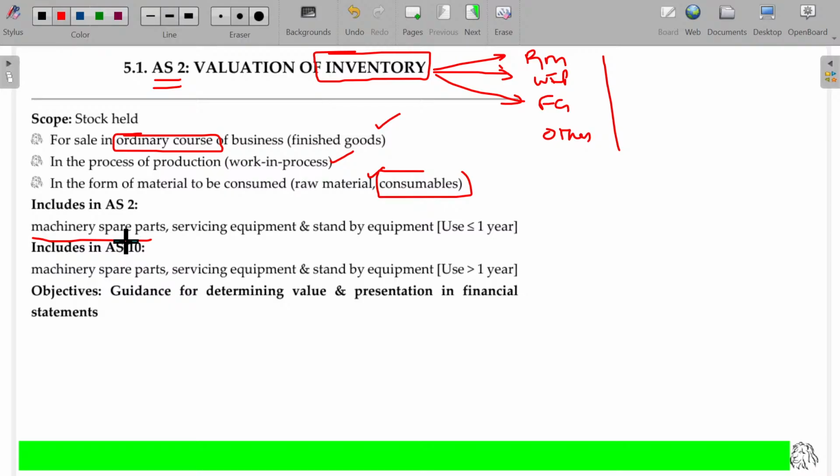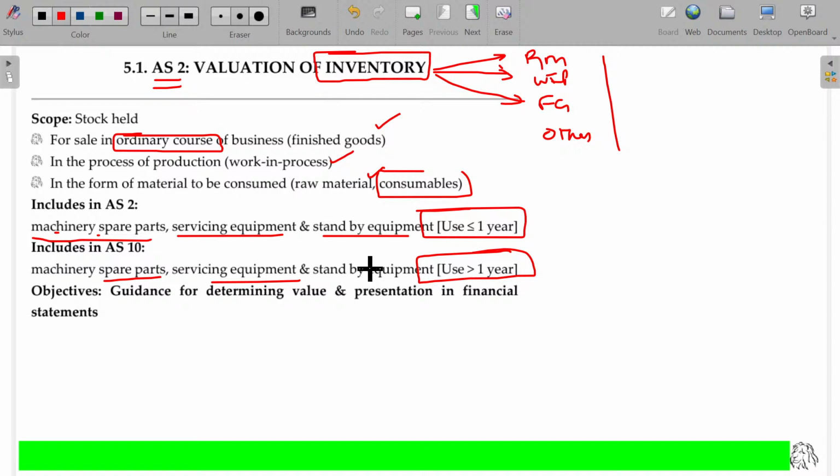No, sir, that spare part is meant for the specific machine and we expect this will be used for replacing the machine's worn out part now and then periodically, then that will be considered as asset, property, plant, equipment. So if machinery spare parts, servicing equipment, standby equipment, the useful life being less than or 1 year will be considered as stock and valued as per AS number 2. Machinery spare parts, servicing equipment where the use is having the long life like more than 1 year, that will be considered as an asset.